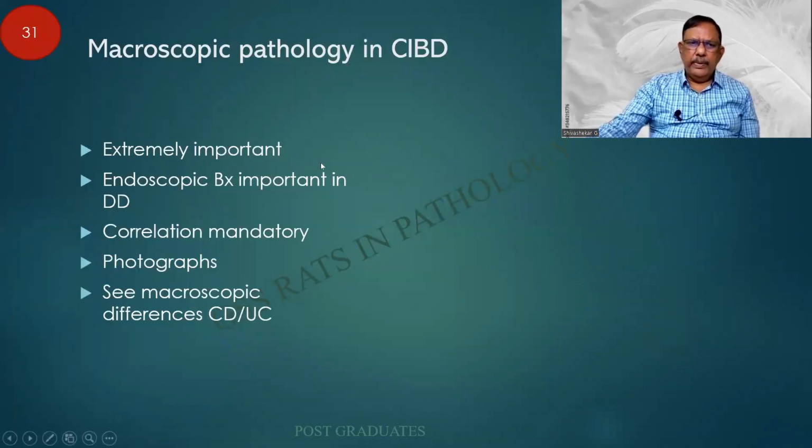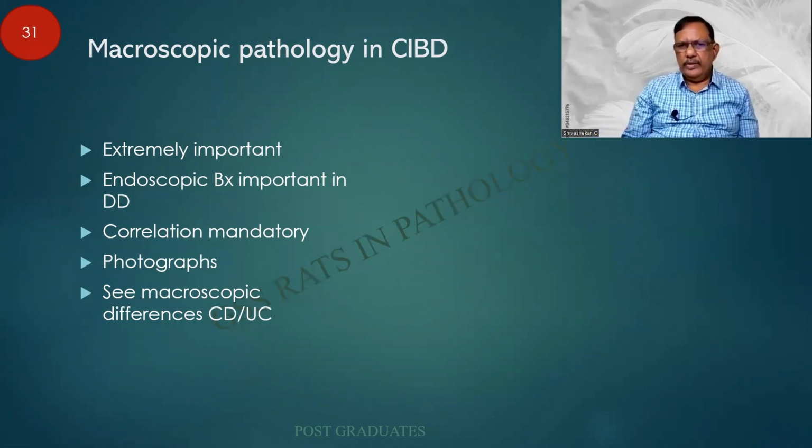The macroscopic picture is extremely important, the endoscopic biopsy, and it should be correlated with the other things. Apart from that, when you do an endoscopy and a biopsy, a photograph should be taken so that it becomes a permanent record. And you also see the macroscopic differences between Crohn's disease and ulcerative colitis. Even before the biopsy is seen, you people should have all these details on your desk.